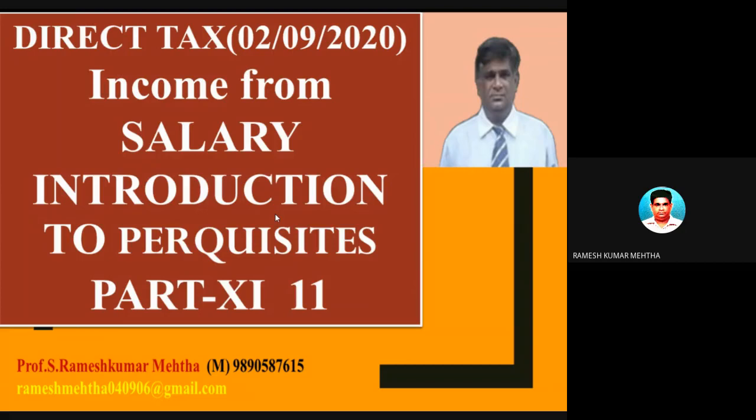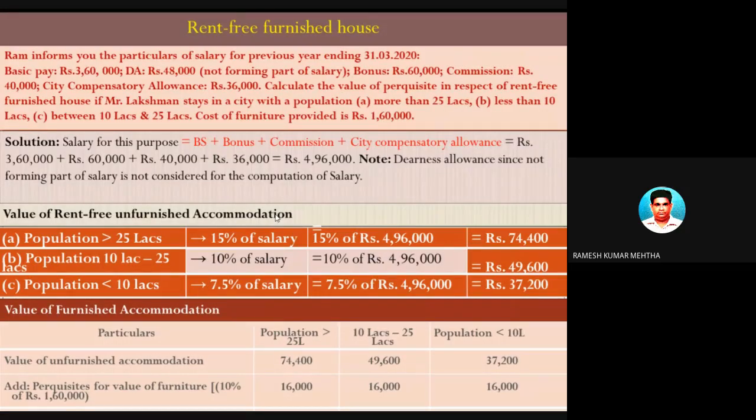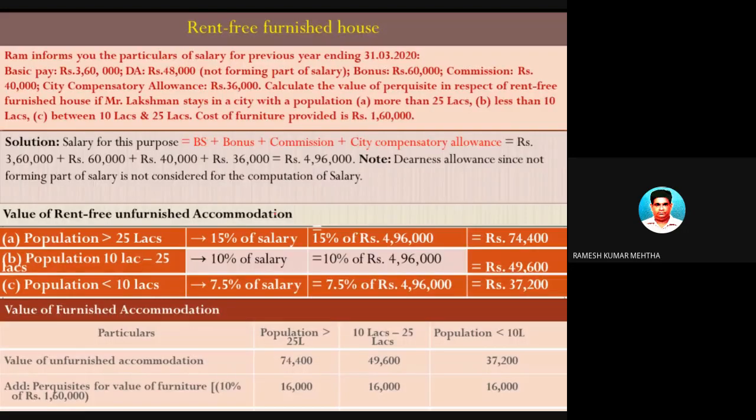Today we are going to talk about perquisites, and in particular about accommodation. Till the last class we have seen different types of perquisites, the rules, the taxable part, the non-taxability, and all that stuff. Today we are going to talk in detail about rent-free accommodation with furniture, without furniture. In the last class I talked about so many perquisites, and the first perquisite on which I am going to do a numerical problem is rent-free furnished accommodation.